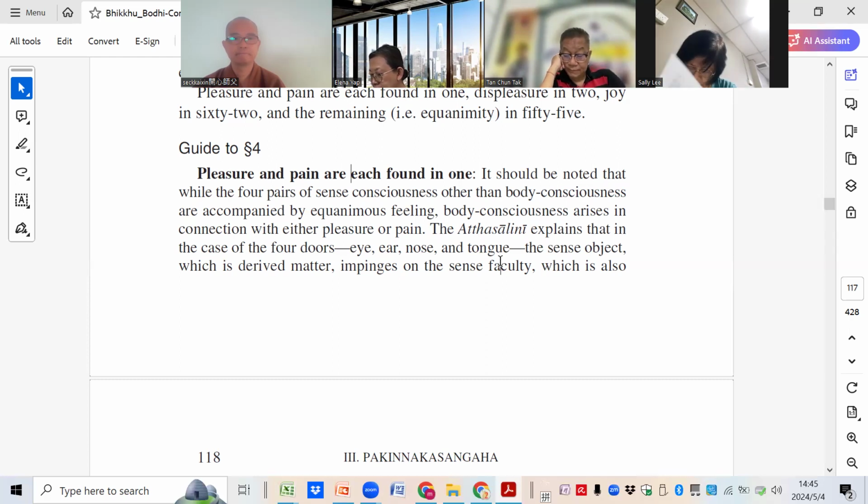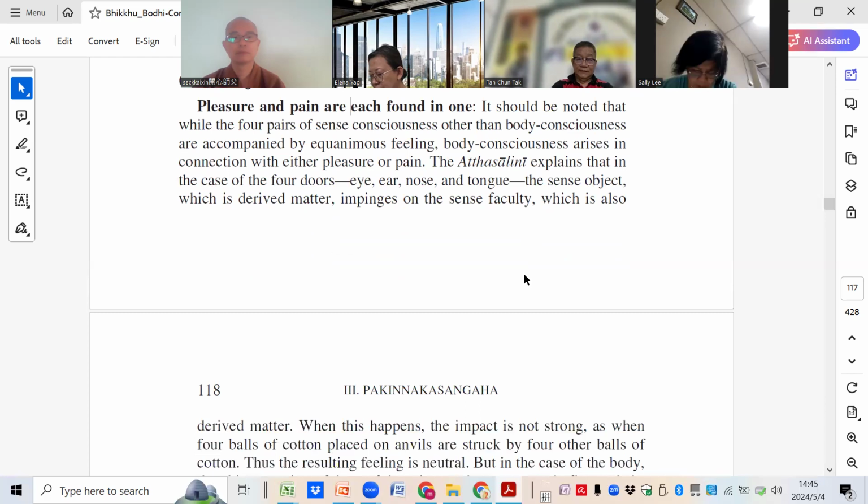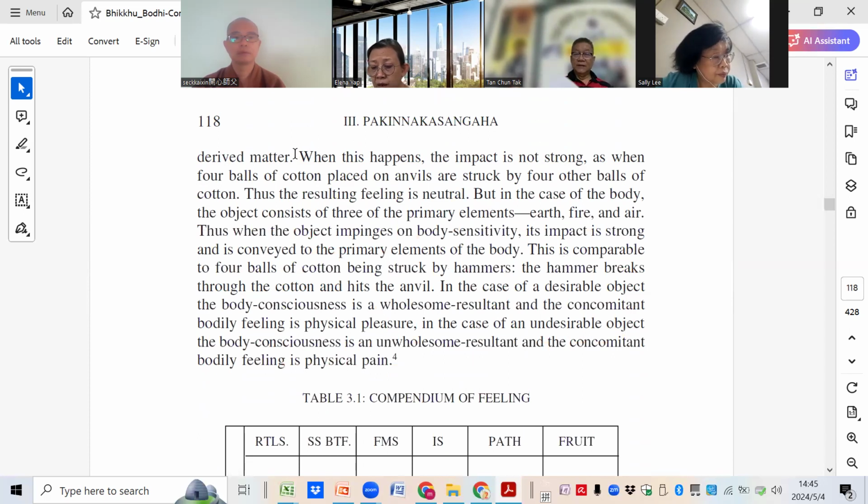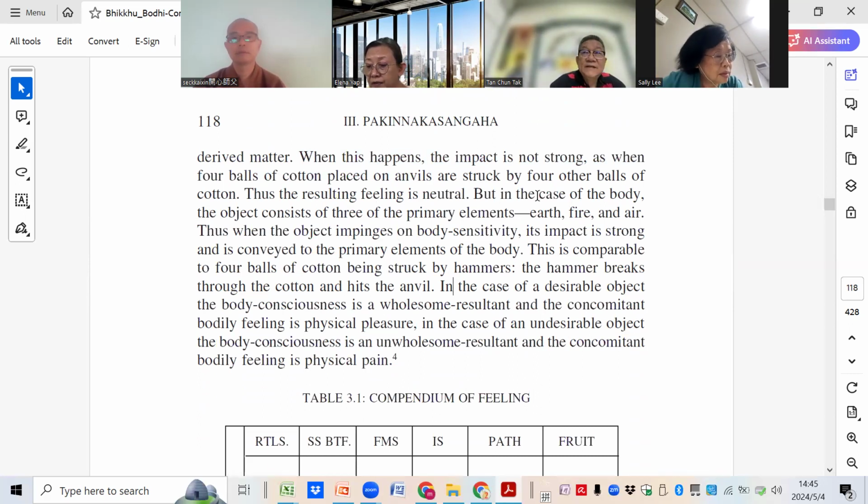Atthasalini explained that in the case of the four doors, eyes, ears, nose, and tongue, the sense object, which is derived matter, impinges on the sense faculty, which is also derived matter. When this happens, the impact is not so strong, as when four balls of cotton placed on anvils are struck by four other balls of cotton. Thus, the resulting feeling is neutral.